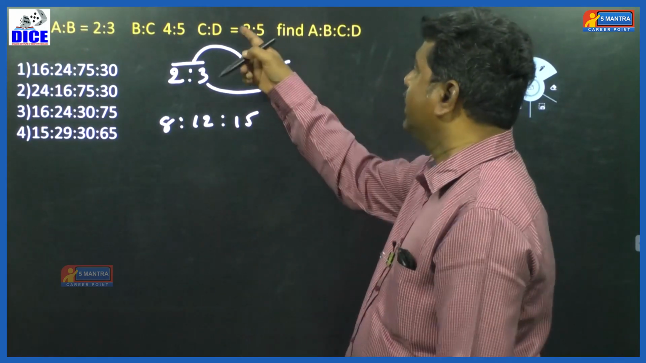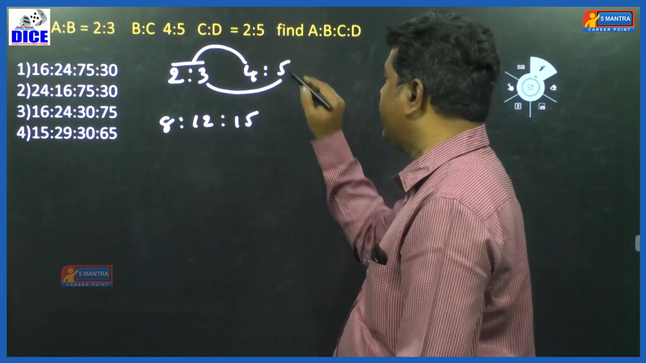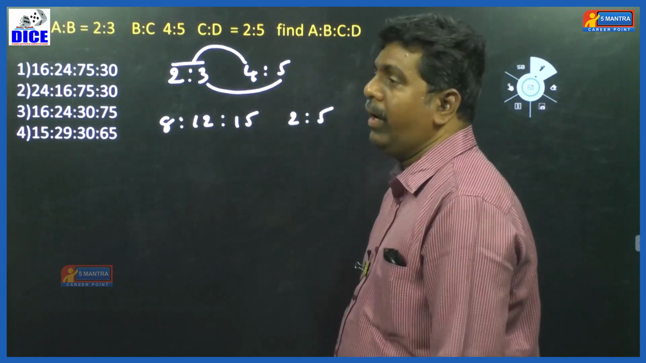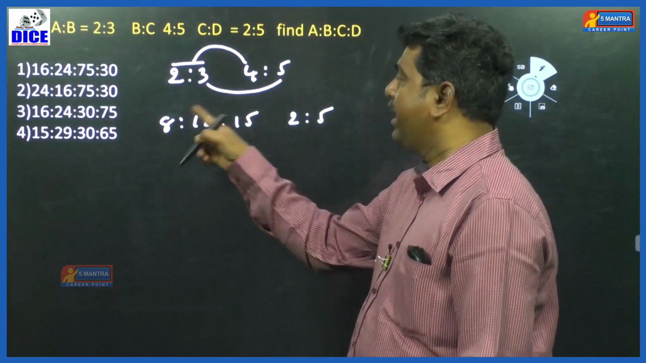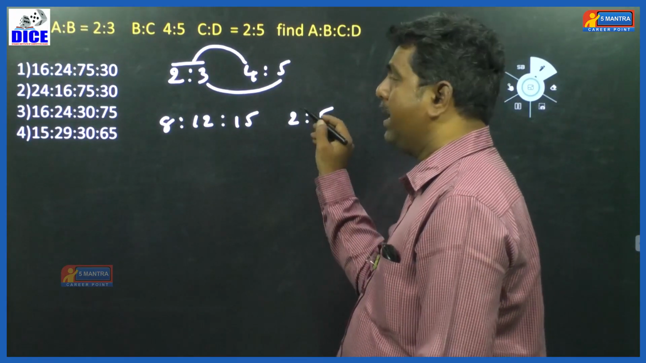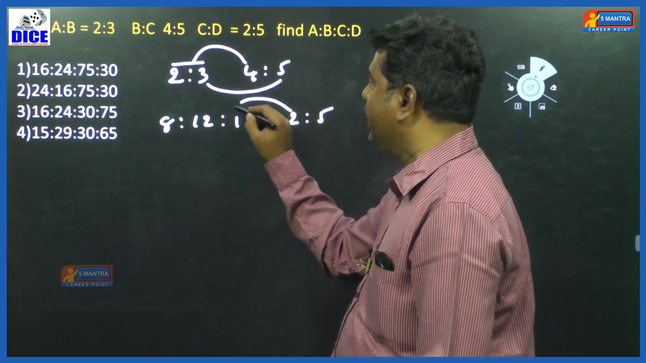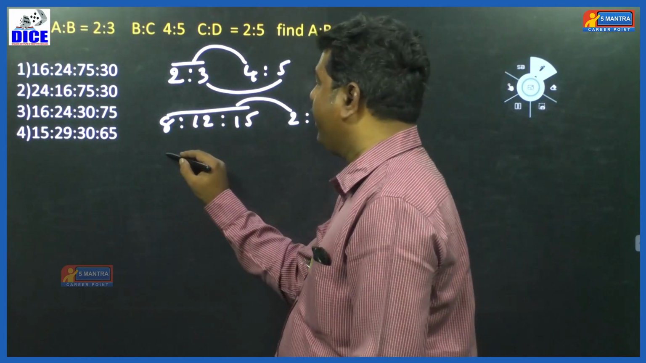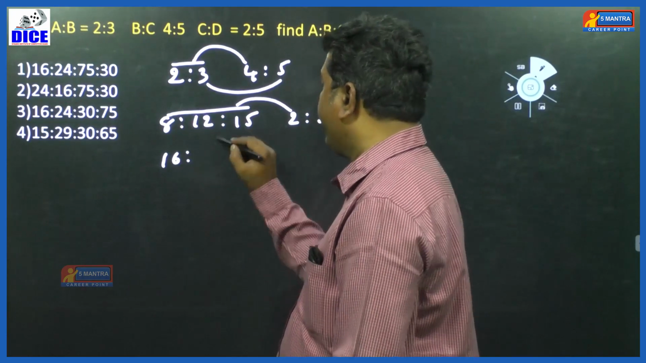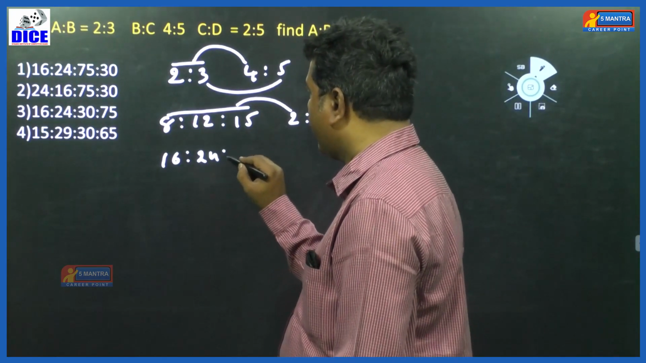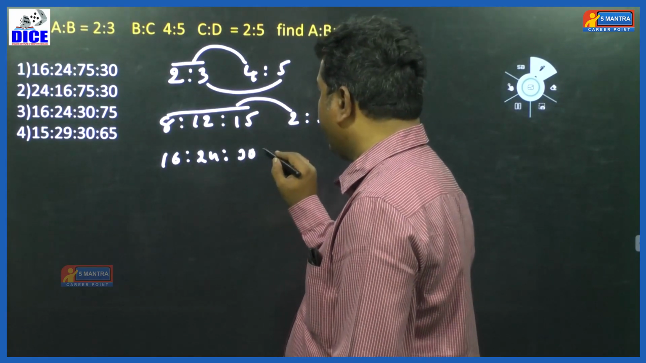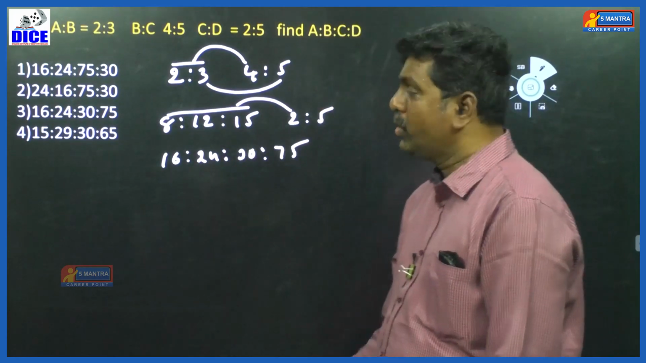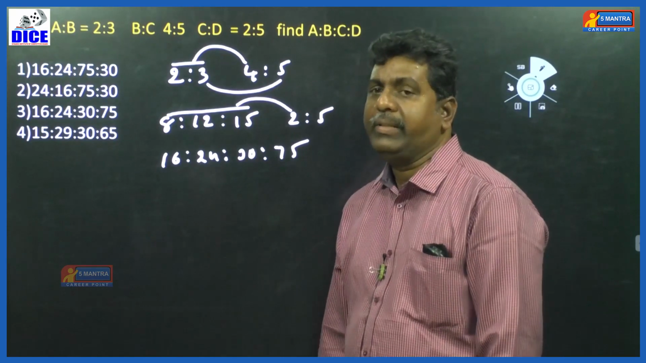Now we have not used this term C:D. Now write down C:D here, 2:5. And the same process, this is the first ratio, this is the second ratio. Second ratio, first term, take and multiply these three terms. 2 into 8, 16. 2 into 12, 24. 2 into 15, 30. 15 into 5, 75. 16:24:30:75 is the required value.